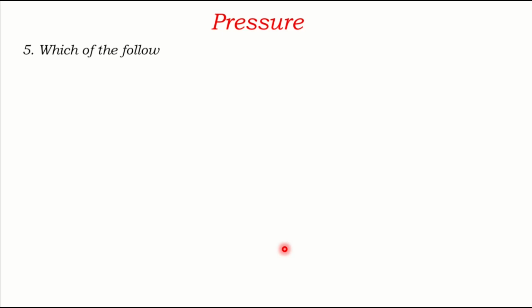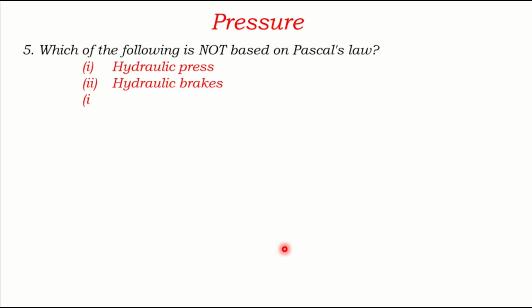Okay, let's have another question. Which of the following is not based on Pascal's law? Here options are given: first, second, third, fourth. Which of the following are not based on Pascal's law? Hydraulic press is based on Pascal's law, hydraulic brake its principle is Pascal's law, and hydraulic lift also. But hydraulic power plant, this is not an instrument. Actually, this is the power station where electric power is generated.